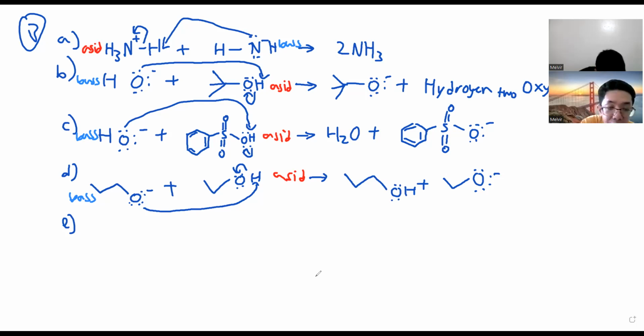So for letter E, you need to react CH3CH2Li. So ethyl lithium yan in hexane and ethyne. So hexane there is just a solvent. Then for letter F, acetone and sulfuric acid will react with one another. So ano kaya magiging reaction?